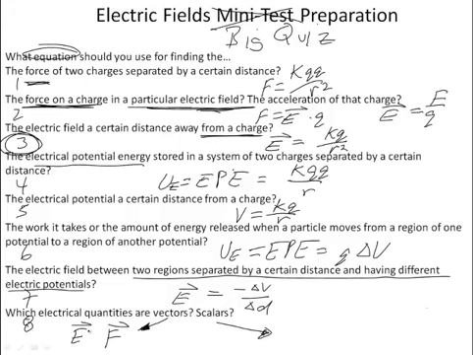Okay, these quantities, which are scalars? Okay, electric potential is a scalar. Direction doesn't matter, but it's still important to put the negative signs in. Okay? What about energy? Is energy a vector or a scalar? It's a scalar. Okay?